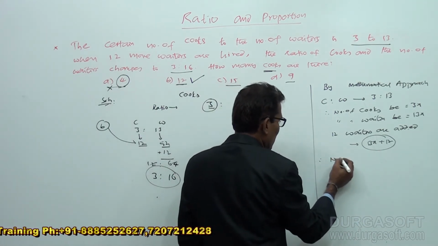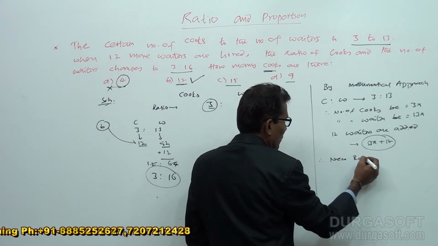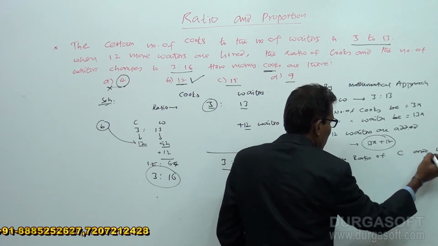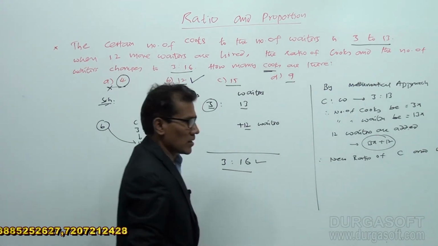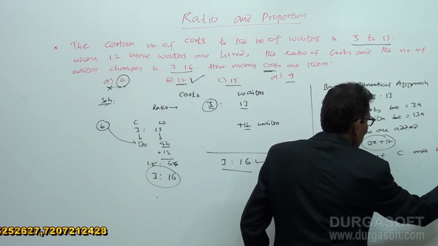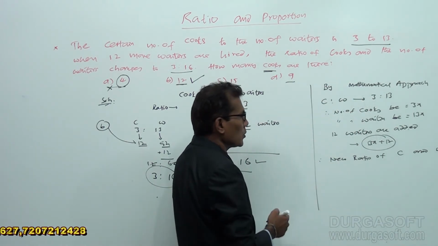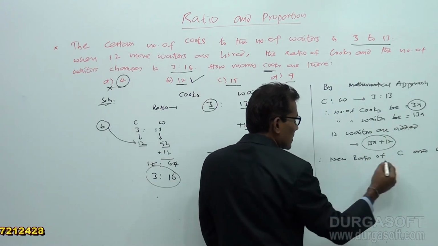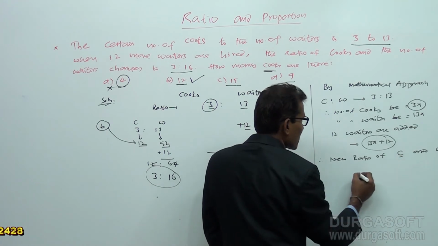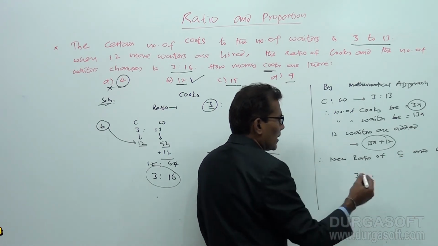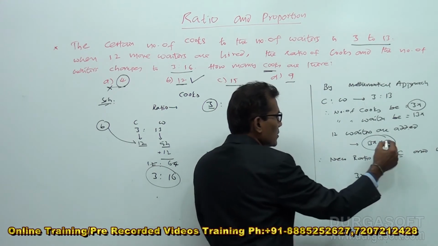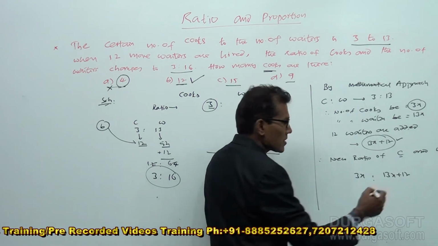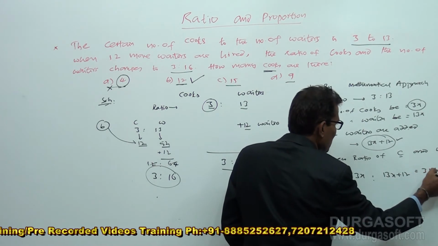Therefore, the new ratio of cooks and waiters is 3 is to 16. According to this new ratio, there is no change in the number of cooks, which is 3x as it is. So the number of cooks is 3x, and the new number of waiters is 13x plus 12, which is in the new ratio 3 is to 16.